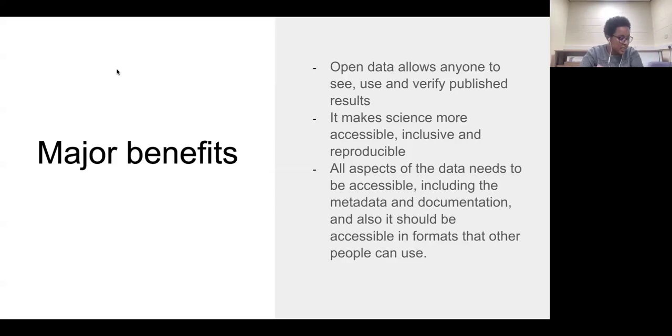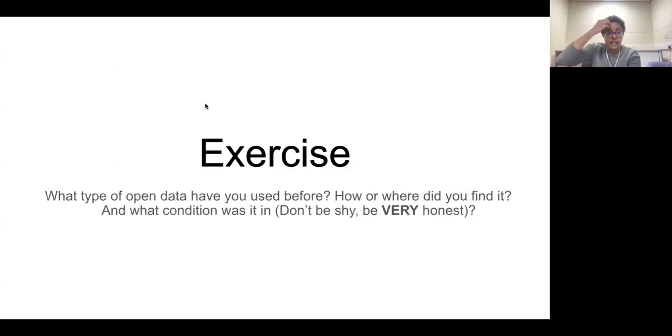So with these benefits in mind, I have another exercise, and we're going to go into breakout rooms at this point. I want you to think about a type of open data that you've used before, how or where you found it, and what condition the data was in. So in this question, be very honest. To bury the lead, did you understand the data? Did you end up thinking to yourself, I should have just collected this data myself, it would have made the work easier for me? Going into this exercise, think about all those things, put them down in the Jamboard, and then let's see some of the answers that come up. And then we're going to talk about making and using open data.